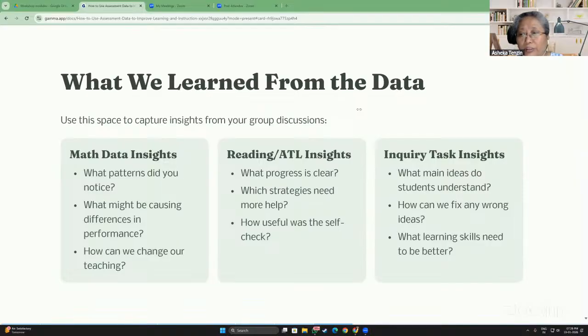Gayatri, where do you want to join? I want to go for the reading ATL. Okay, reading English. Jyoti? I'll go for math. Okay, math. Tasmin, where do you want to go? She's gone. Okay.